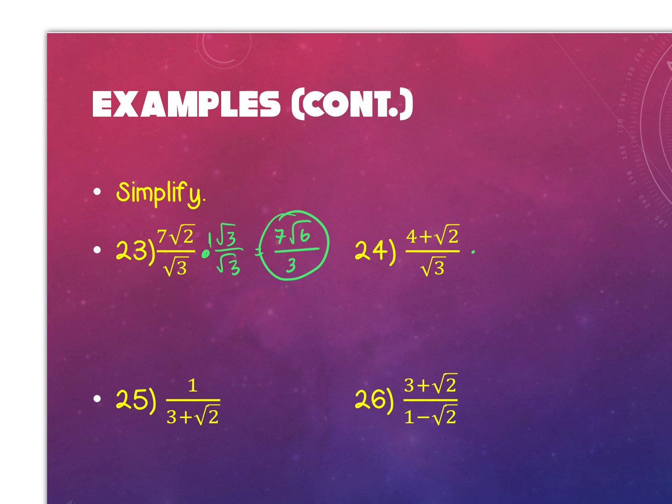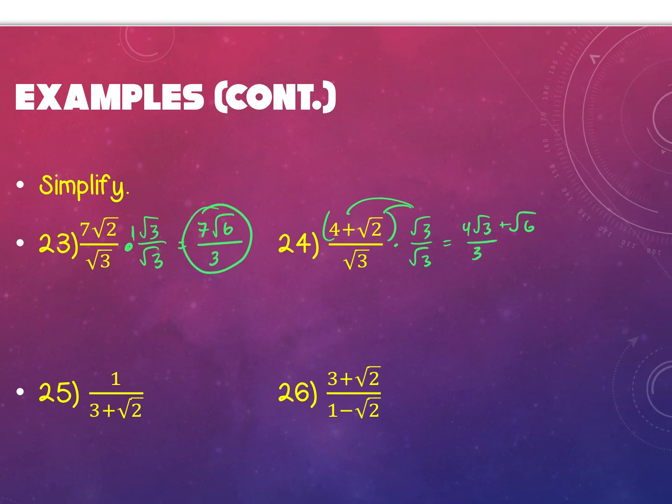Again here, same thing. I'm going to multiply square root of 3 over square root of 3. My denominator just becomes 3. And my numerator, I'm going to have to distribute this radical 3. So it's going to be 4 radical 3 plus radical 6. And again, I can't simplify any further. This is my final answer.